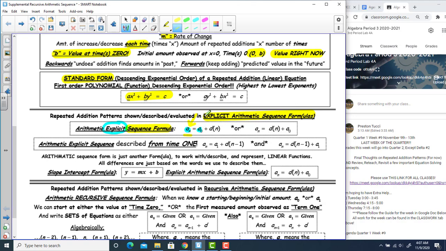D is the common difference. It's what we're adding or subtracting over and over again. And n is the number of times that those repeated additions or subtractions occur. So it is pretty much identical to y equals mx plus b. We've just used different names for y, m, x, and b.